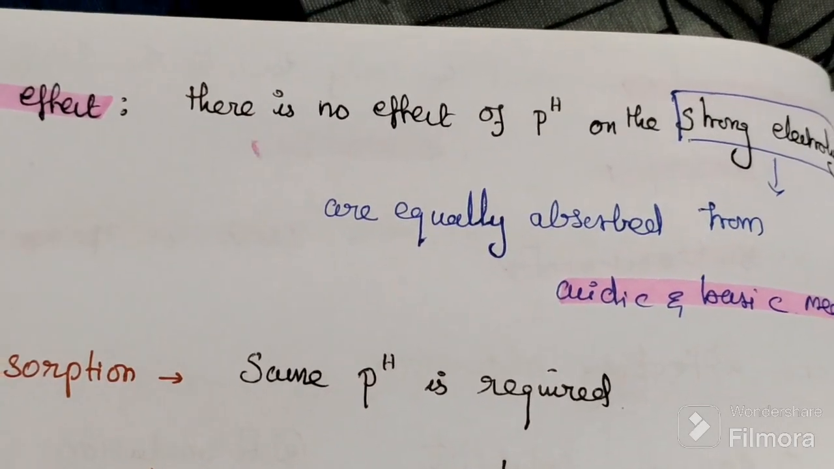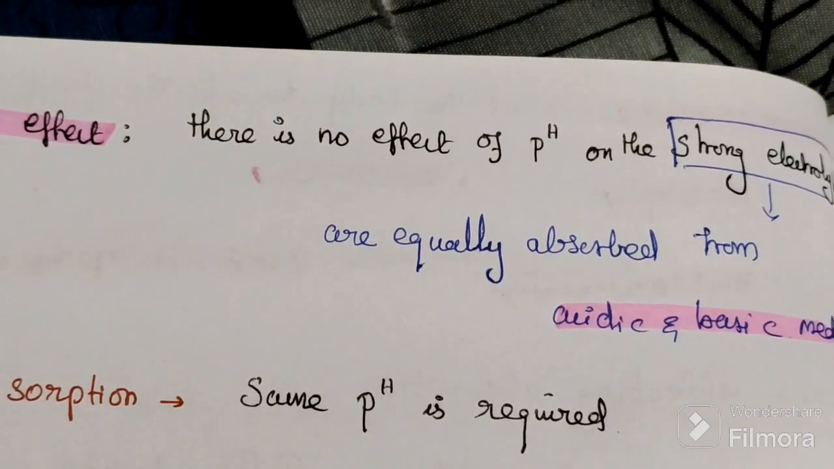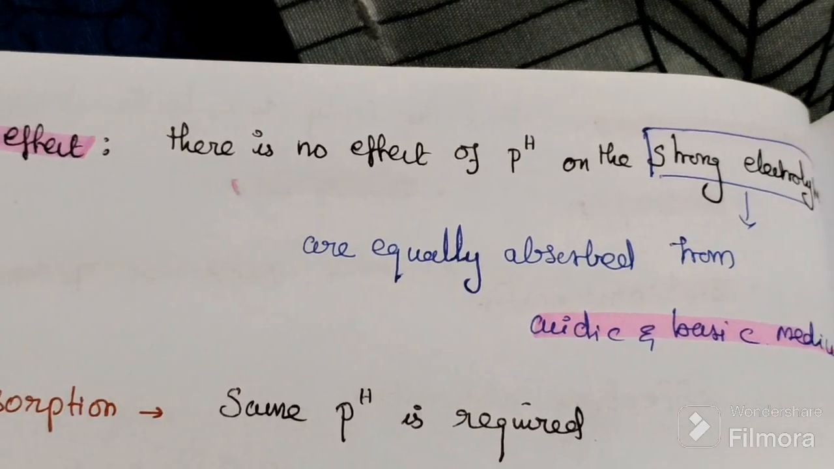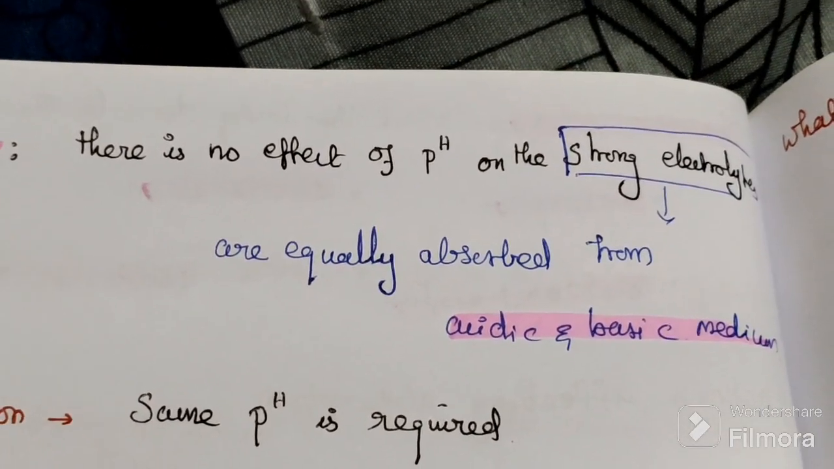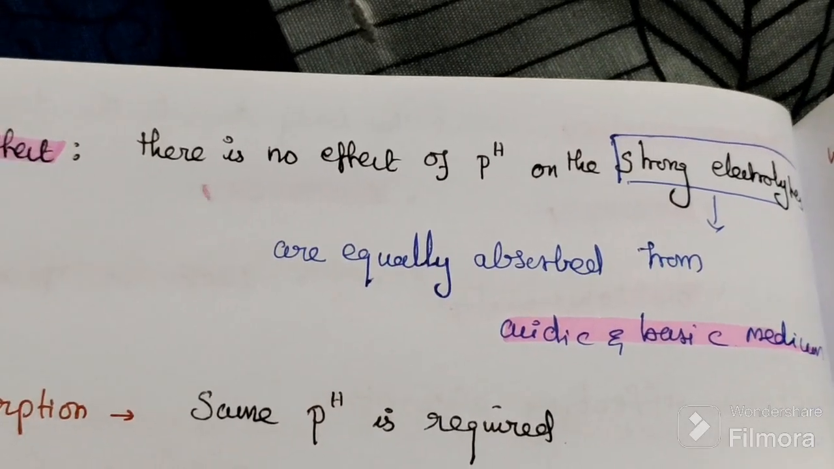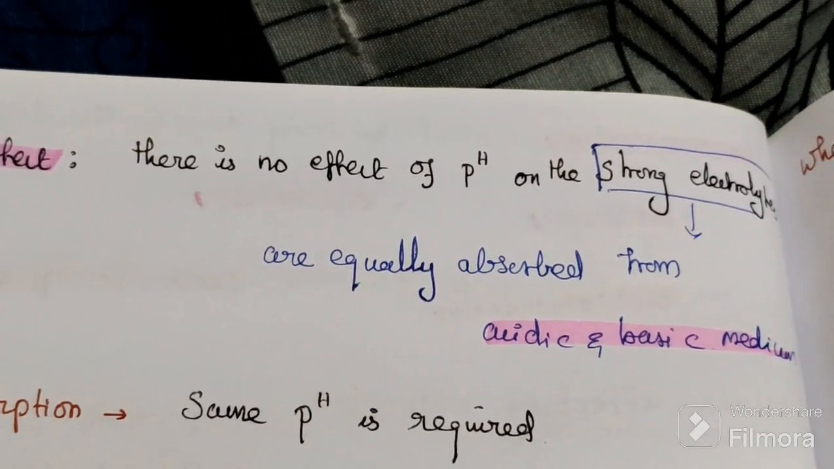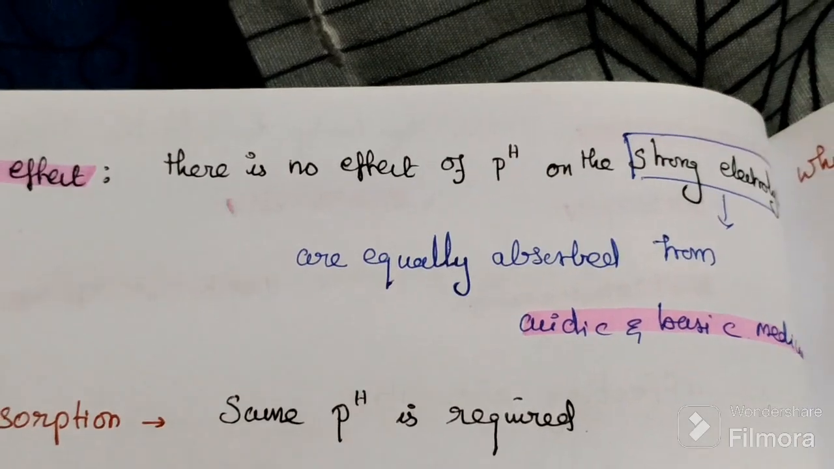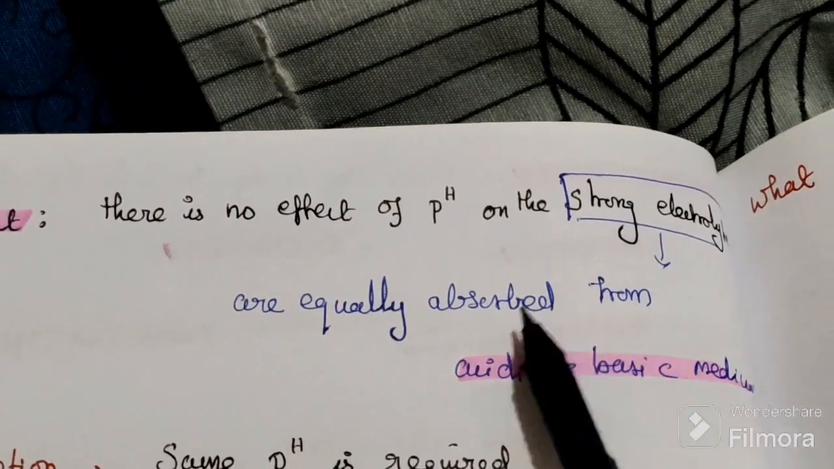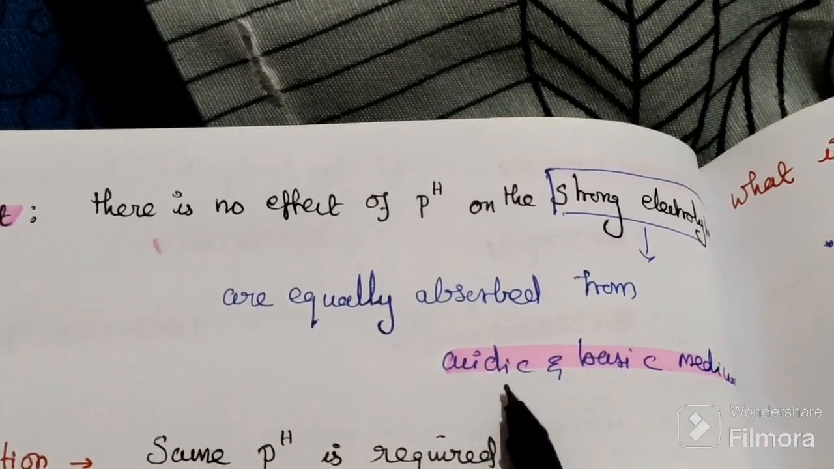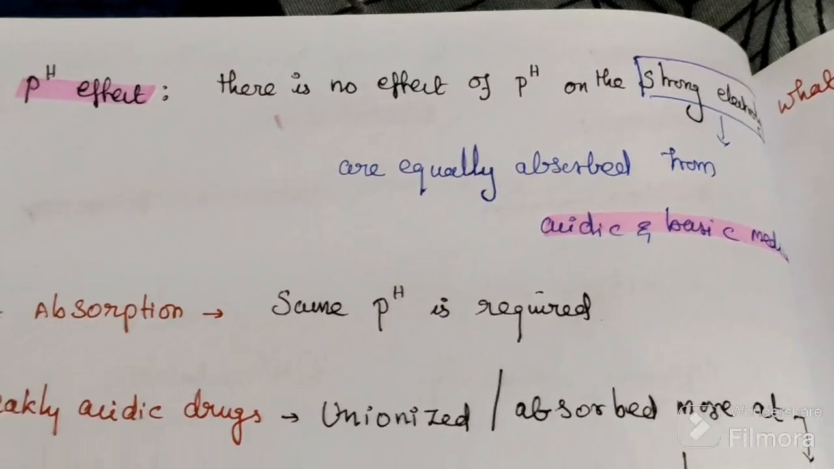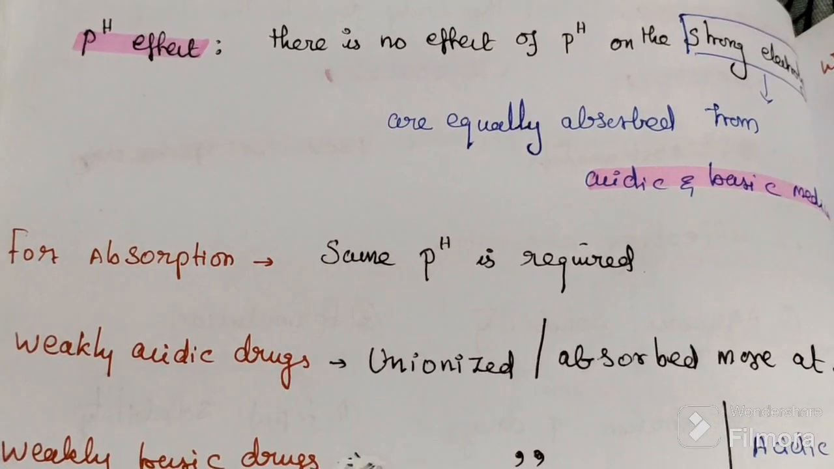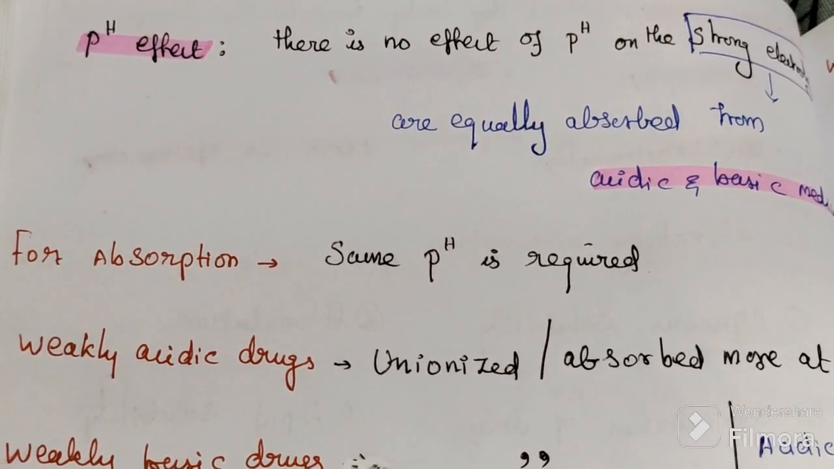pH affects the weak electrolytic drugs. There is no effect of pH on strong electrolytes. Strong electrolytes are equally absorbed from acidic and basic medium. But for weak electrolytes, the pH matters. How does the pH matter?